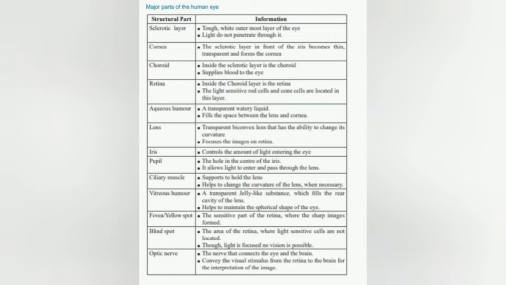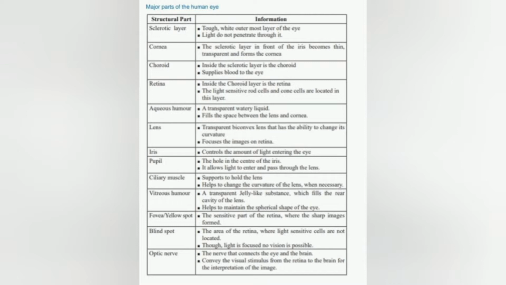Retina: inside the choroid layer is the retina. The light sensitive rod cells and cone cells are located in this layer. Aqueous humor: a transparent watery liquid fills the space between the lens and cornea. Lens: transparent biconvex lens that has the ability to change its curvature. Focuses the images on retina.